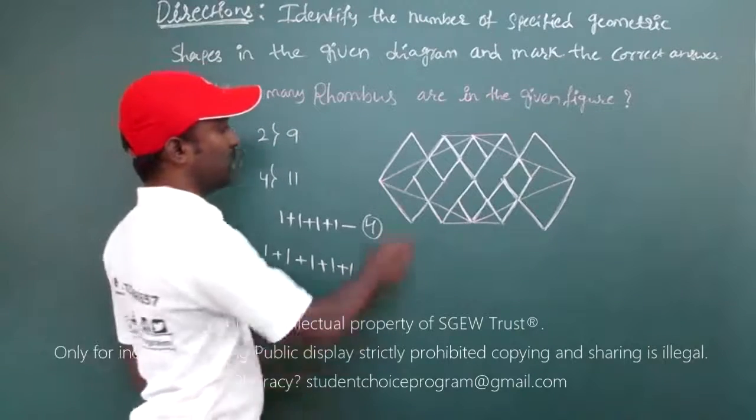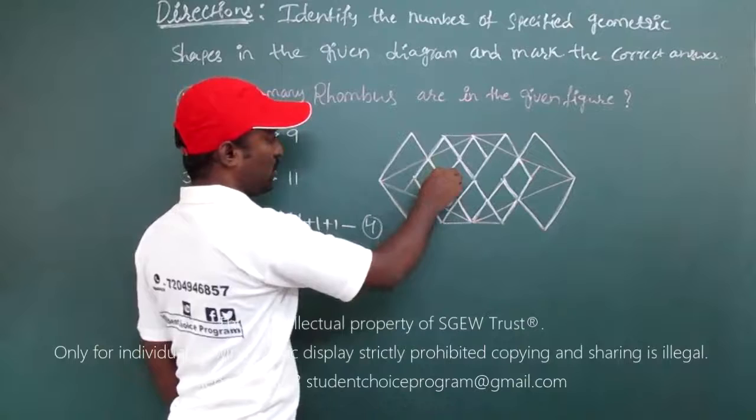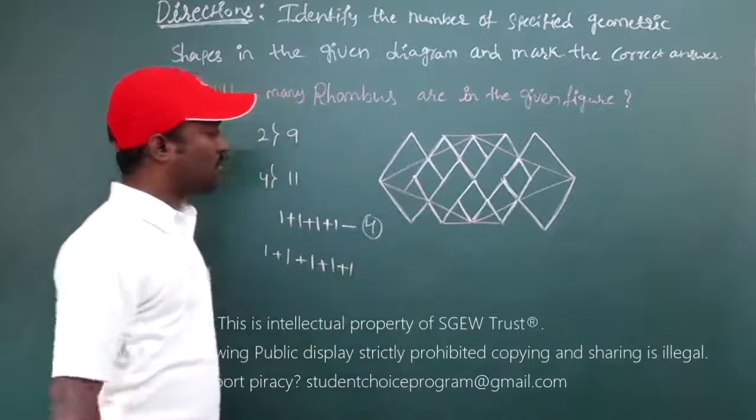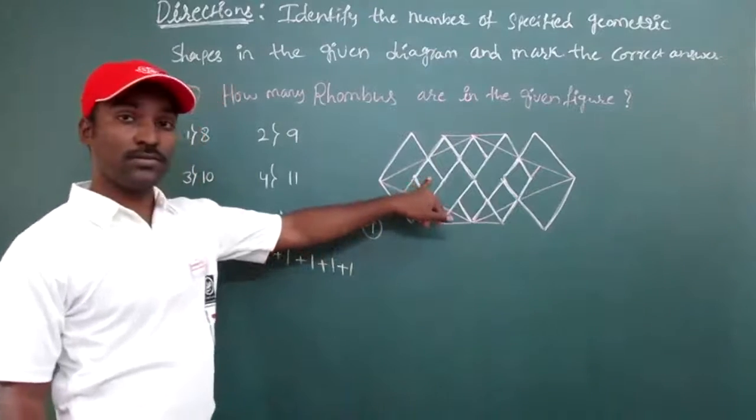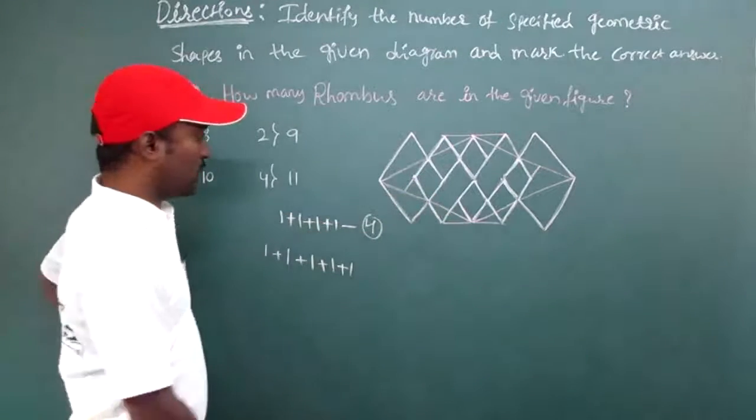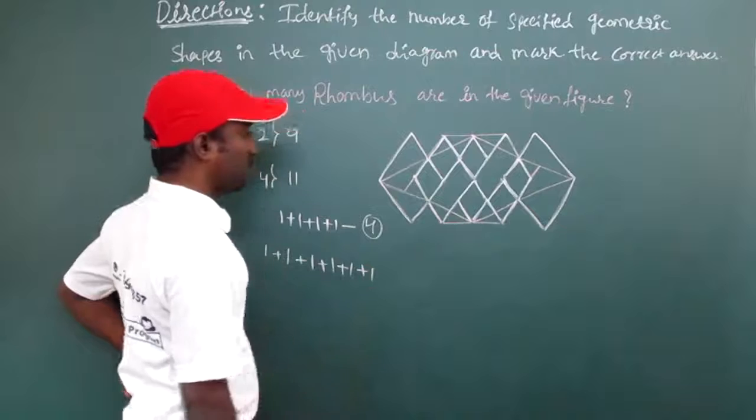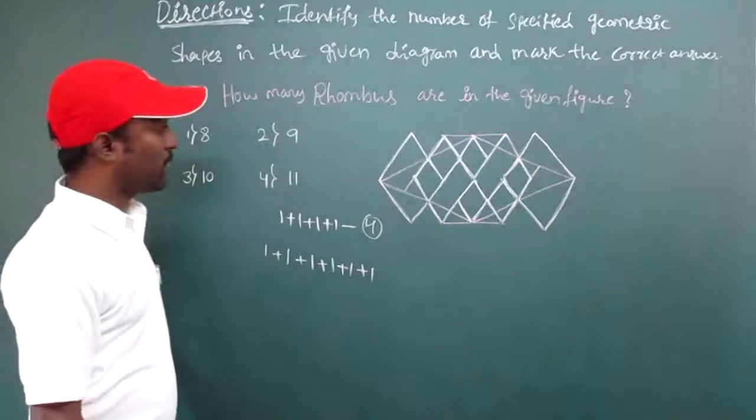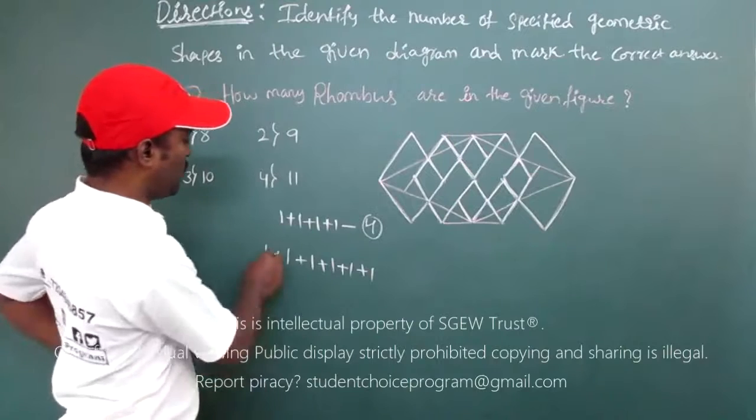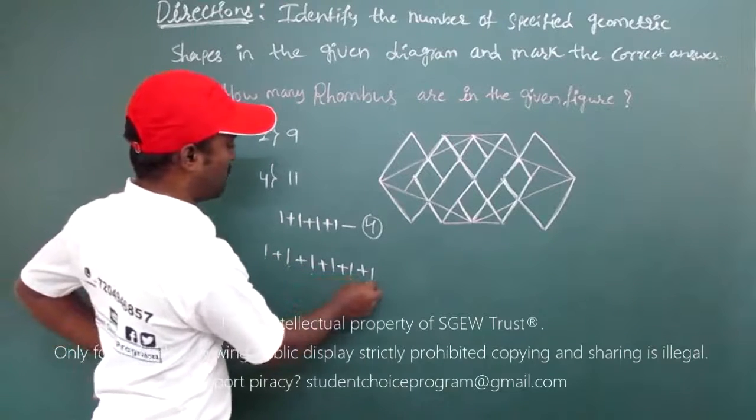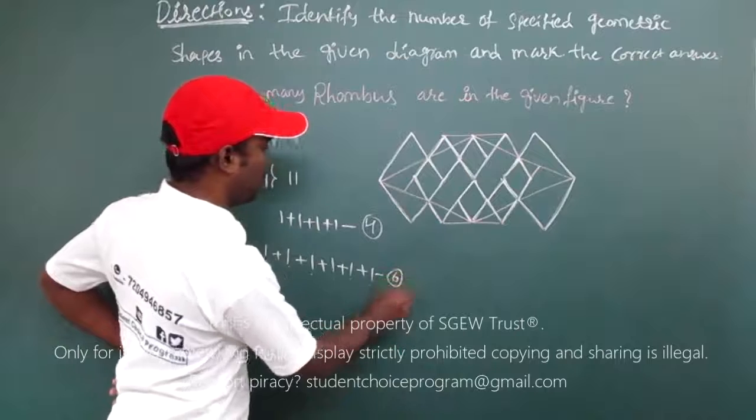Now, yes, here is one rhombus. Have we counted this rhombus earlier? I think no. I will write here 1. Now, is there any other rhombus? 1, 2, 3, 4, 5, 6. Here I got 6 rhombus.